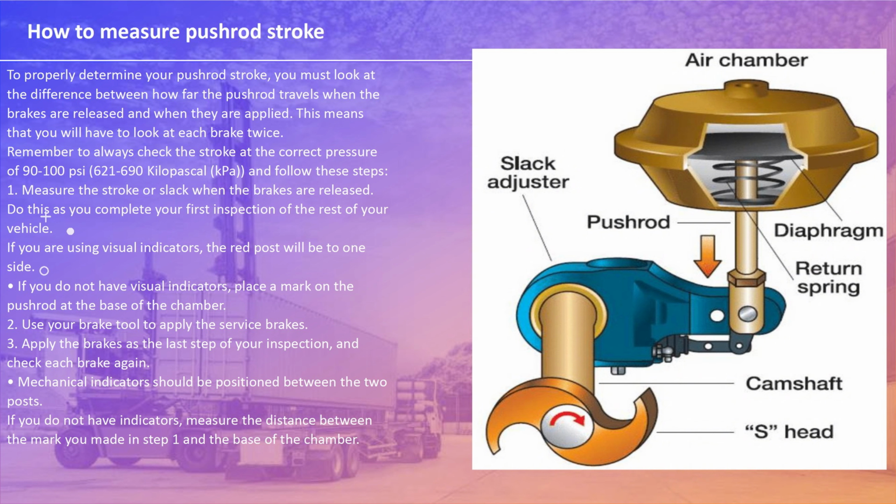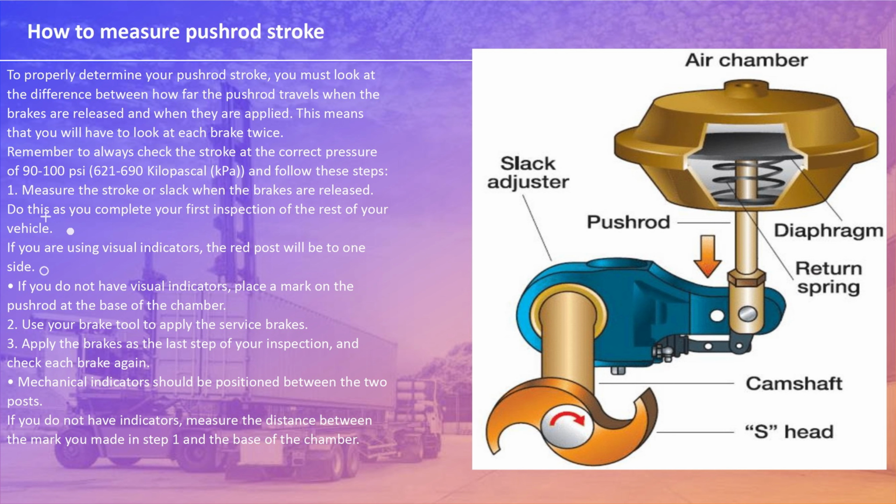How to measure pushrod stroke. To properly determine your pushrod stroke, you must look at the difference between how far the pushrod travels when the brakes are released and when they are applied. This means that you will have to look at each brake twice. Remember to always check the stroke at the correct pressure of 90 to 100 psi, 621 to 690 kilopascal, kPa, and follow these steps.